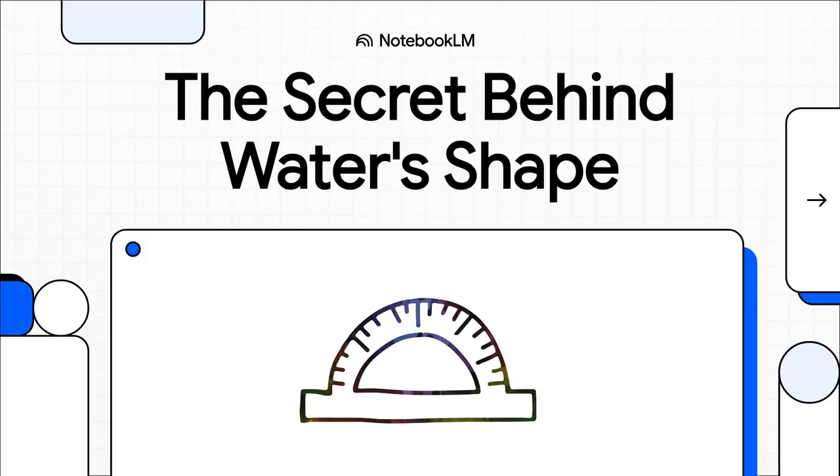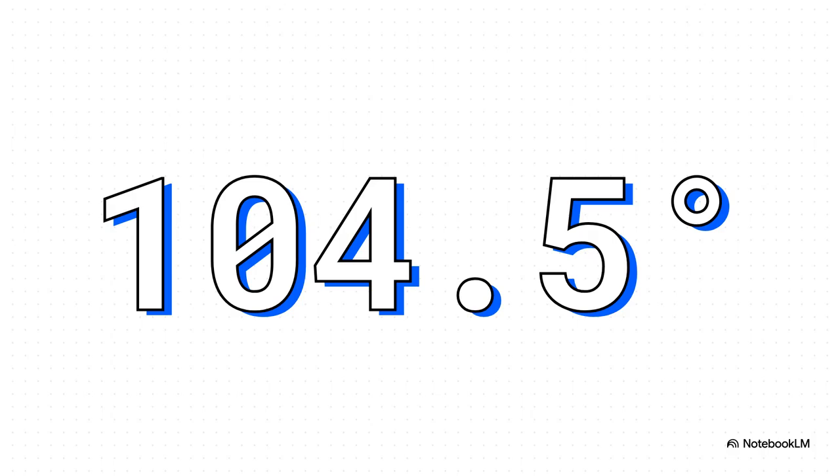Today, we're going to crack it wide open. Everything, and I mean everything, comes down to this one super precise number, 104.5 degrees. That's the angle between the two hydrogen atoms in water. Now this isn't some random number. Oh no, it's the result of a fascinating quantum mechanical tug-of-war happening right inside that central oxygen atom.